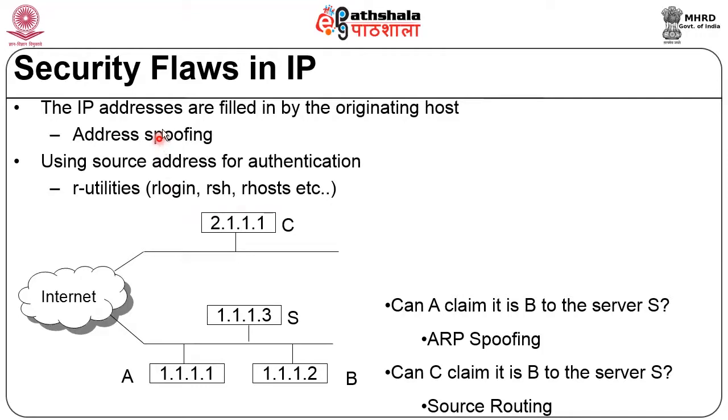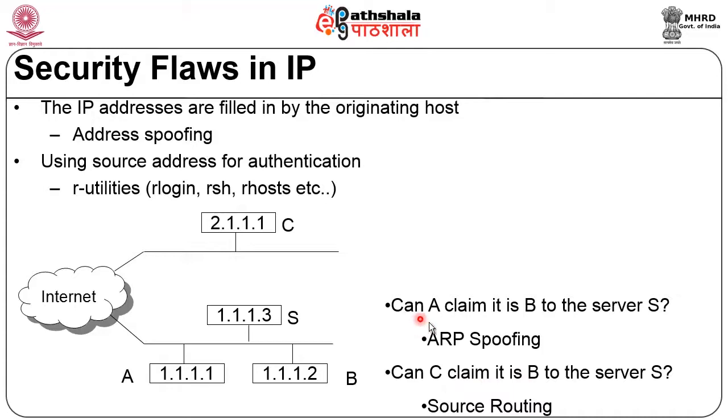So, what kind of flaw is there in the network layer, in the IP protocol, that is the Internet Protocol, which is layer 3 of the OSI model, the network layer? The IP addresses are filled in by the originating host, but there is a chance of spoofing an IP address. What it means is, if you assume that there is a server and there is a client, here the scenario could be either IP spoofing or source routing.